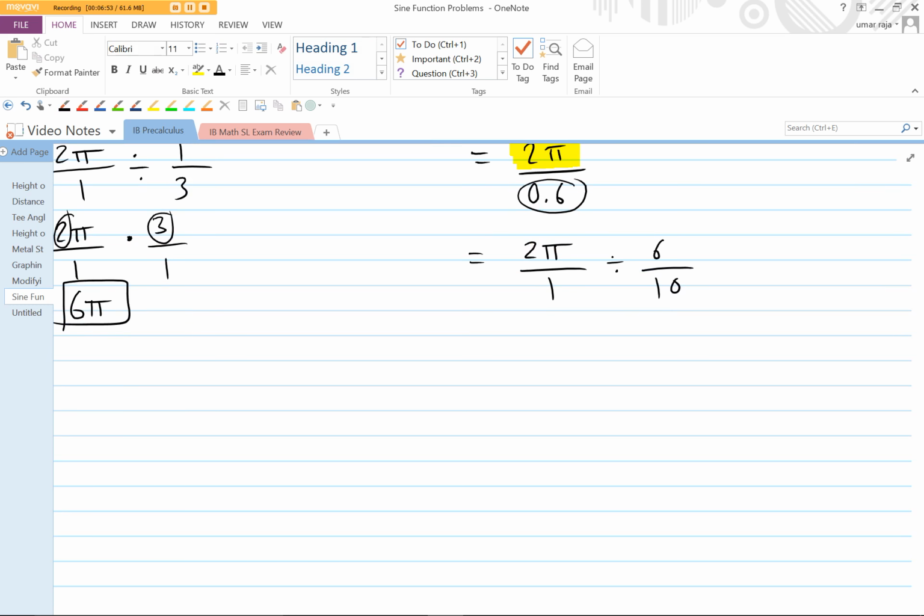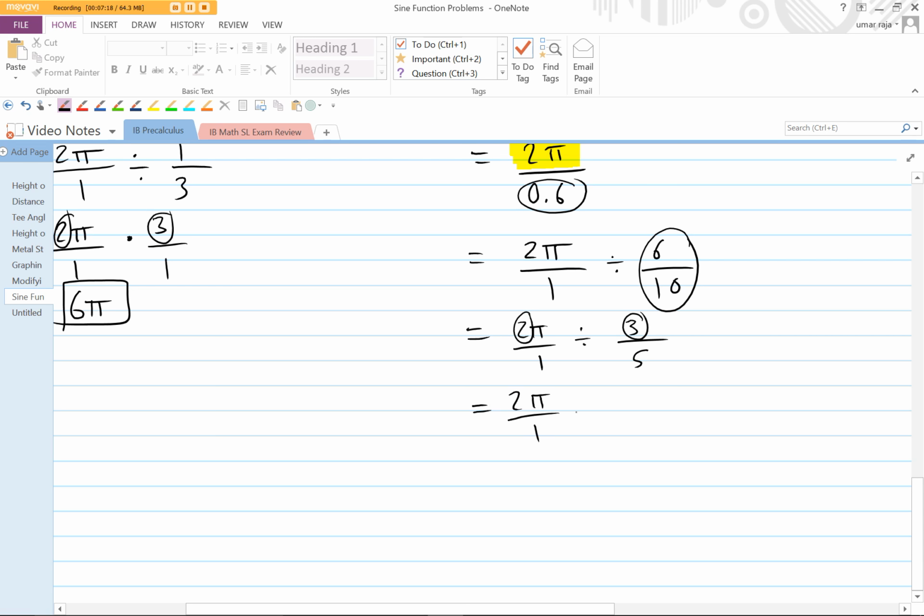Well, now you can actually give them the answer in terms of a fraction, which would be an exact answer, instead of giving them something that would be an approximated decimal. You can also see that 6 over 10 can be simplified by 2 on both sides, and that's going to give you 3 over 5. Before you actually multiply that, I forgot to flip this thing, so that's going to give you 2 pi over 1 multiplied by 5 over 3, and you can see that the 5 and the 2 get multiplied, so that's going to give you 10 pi over 3, and that would be the period for this problem.